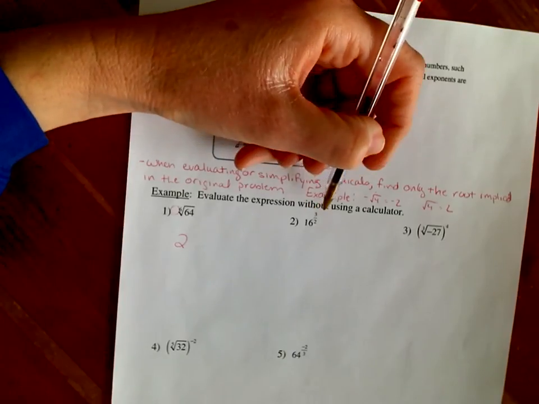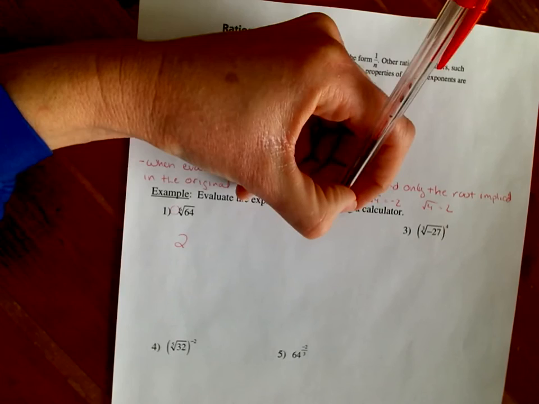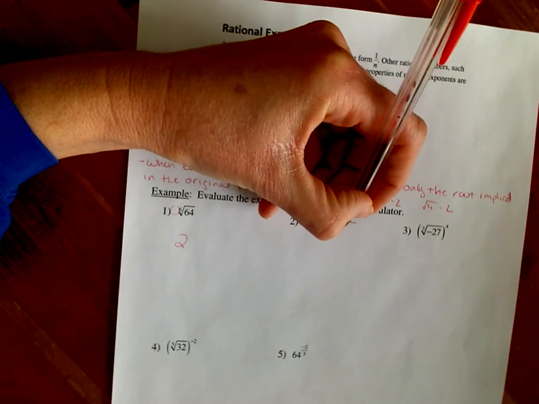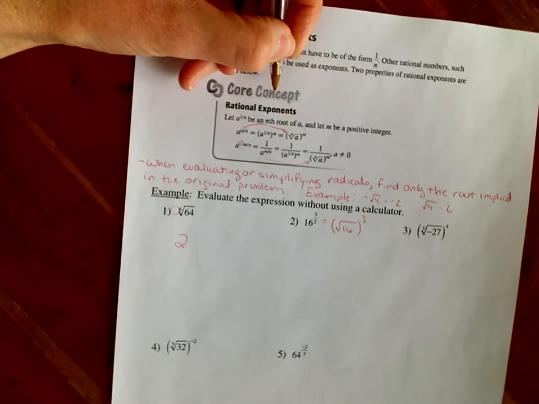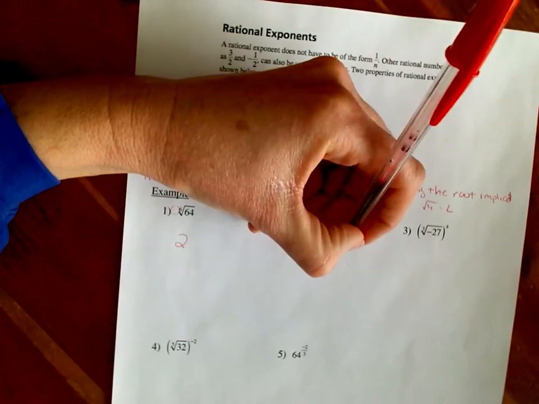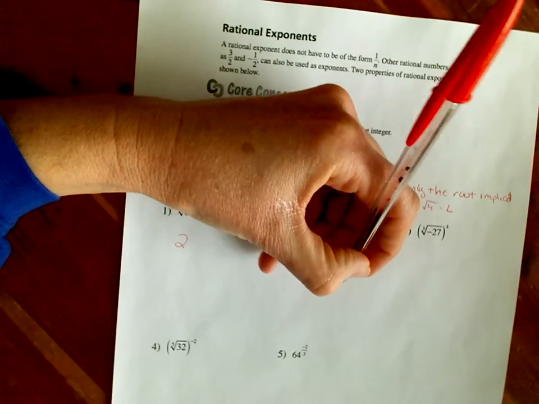Example number 2 is written in rational exponent form. I am first going to start by writing that in radical form, and this would be the square root of 16 raised to the 3rd power. The square root of 16 is 4 to the 3rd power, and 4 to the 3rd power is 64.